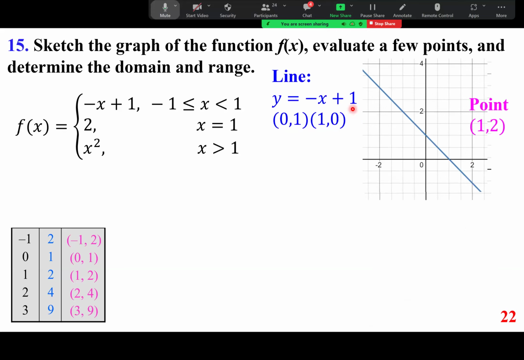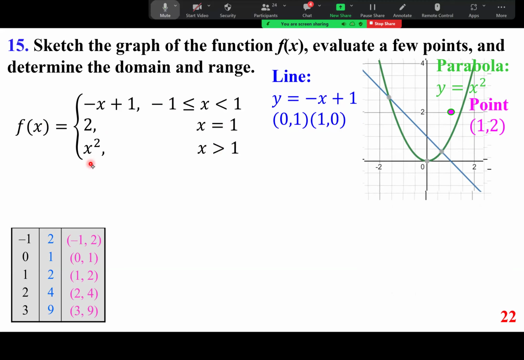The pair 1, comma 2 is here. Again, we are not paying any attention to this. Just ignore that completely for now. And the last piece, y equals x squared. Okay, parabola looks like that. Now that we have 3 pieces done, we are going to put them together as follows.